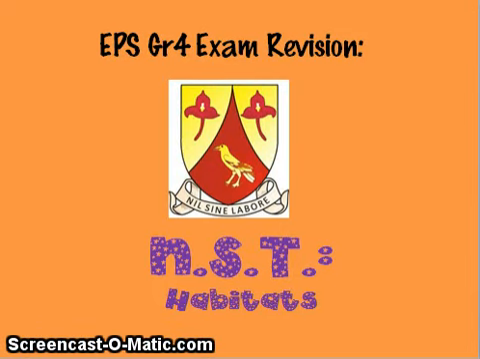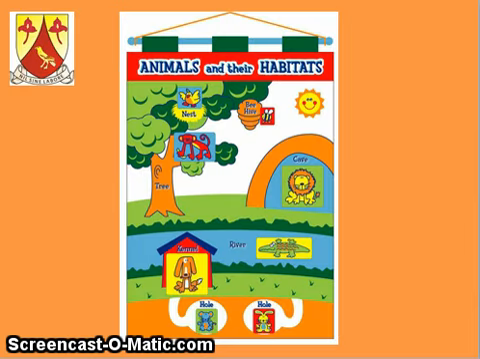Right, grade 4s. Now the last little section for today, we're looking at N.S.T. We're looking at different habitats and the animals that live in those habitats. First of all, what is a habitat? Well, a habitat is a place where plants and animals live. The habitat must provide them with food and shelter. Now that's very important. So basically an animal lives where it can get some shelter. Remember, that's one of our needs, and where it can get some food. Okay, quite an important thing.